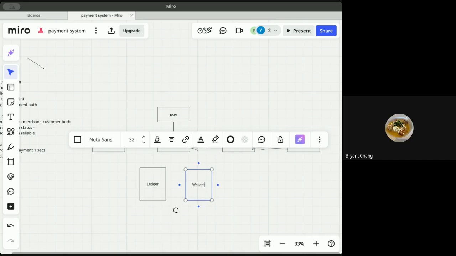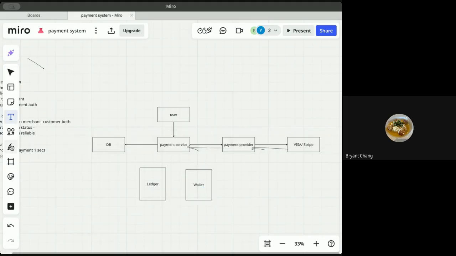Okay, so both merchants and clients maintain the ledger and wallet, right? Yeah. Okay, that looks good.